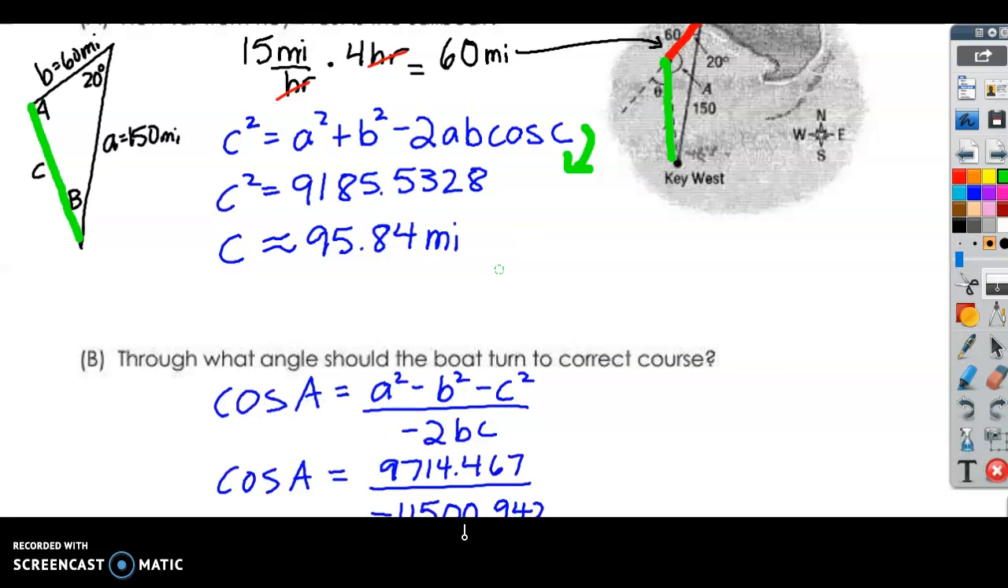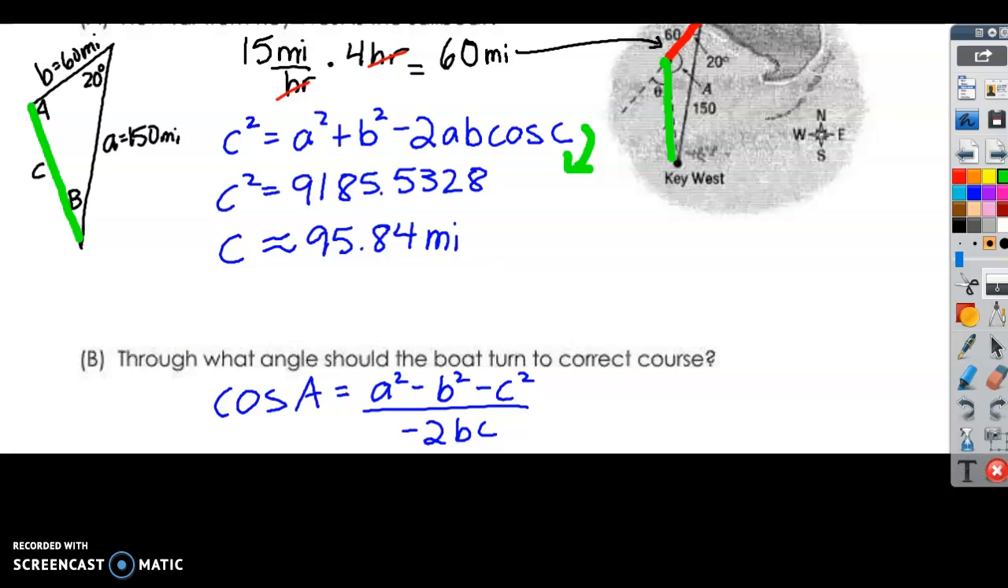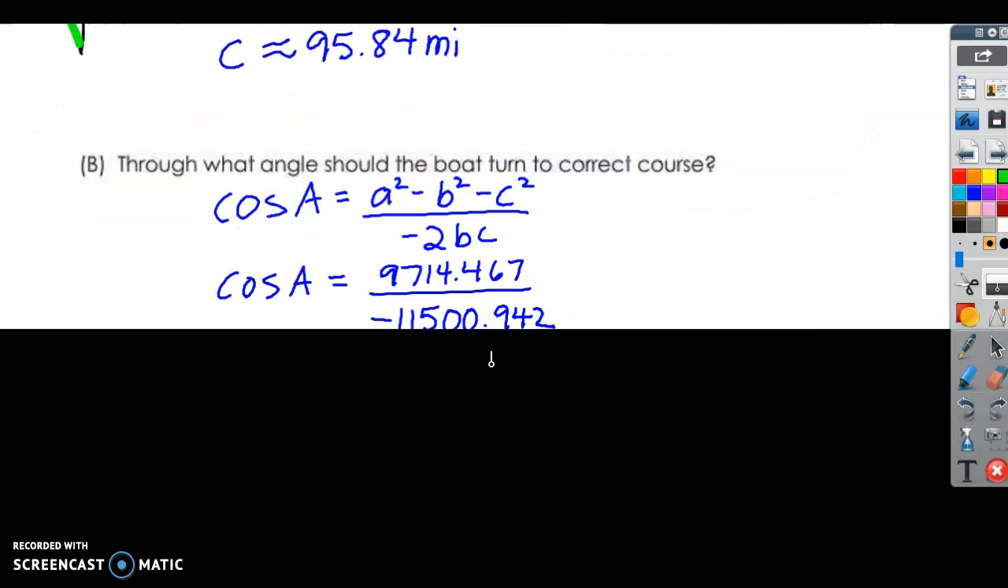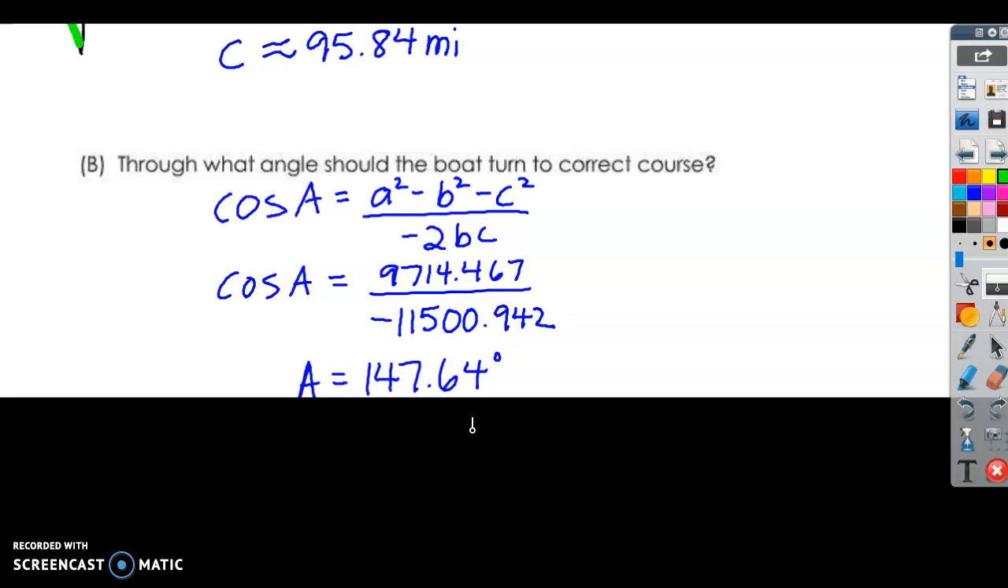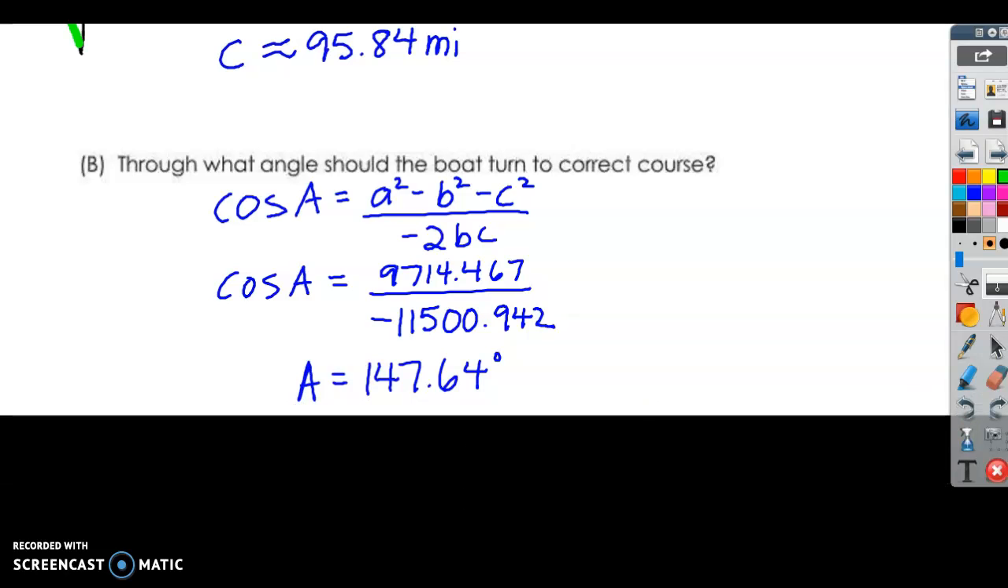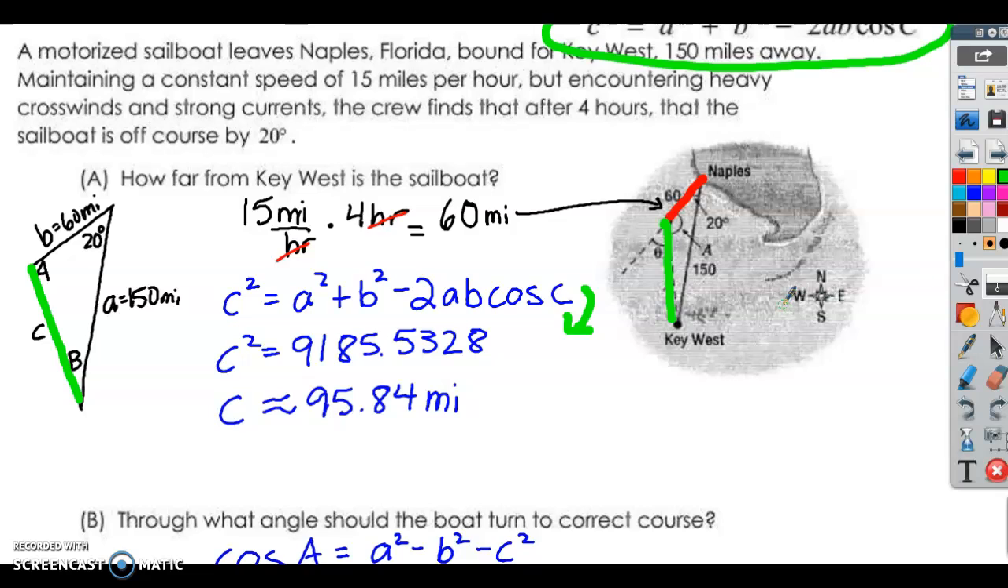The next question says, through what angle should the boat turn and correct its course? Well, that's the measure of angle A. However, let's solve for angle A first by using the law of cosines. So we plug the values in, and we get the measure of angle A. However, the question is not asking for angle A. It's asking, through what angle should the boat turn and correct its course? So it's actually asking for this angle right here.